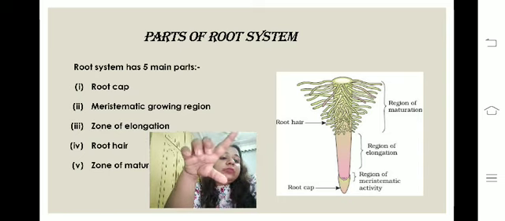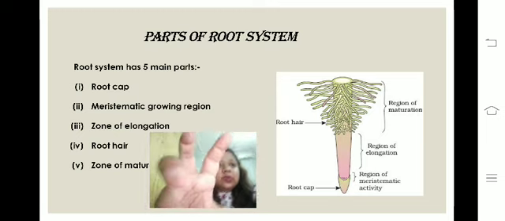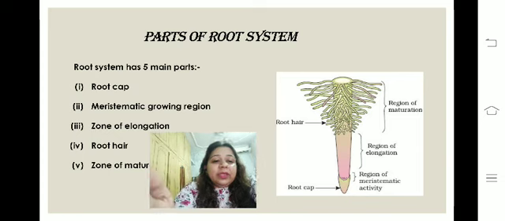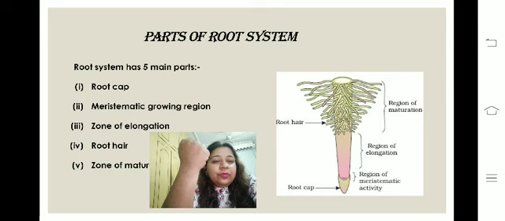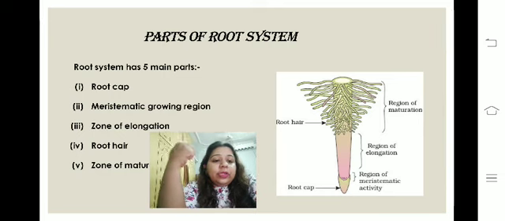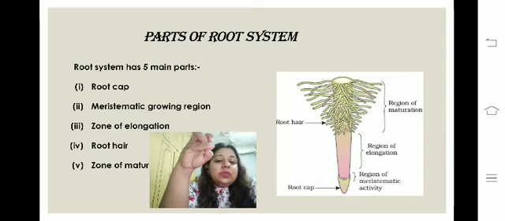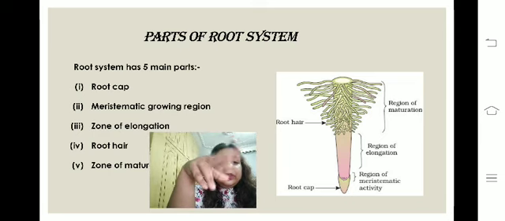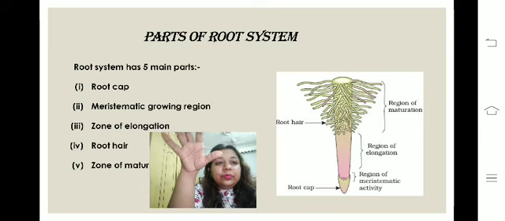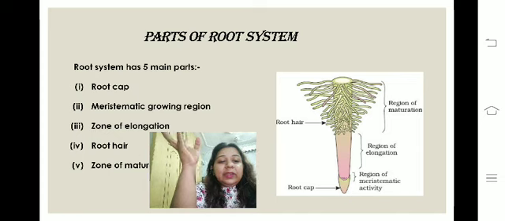This zone is 1 to 6 centimeters in length. Root hairs enhance the exposed surface area for absorption of water from the soil. The water that is absorbed from the soil is then passed to the other parts of the plant. From here only, the cells differentiate into xylem and phloem.